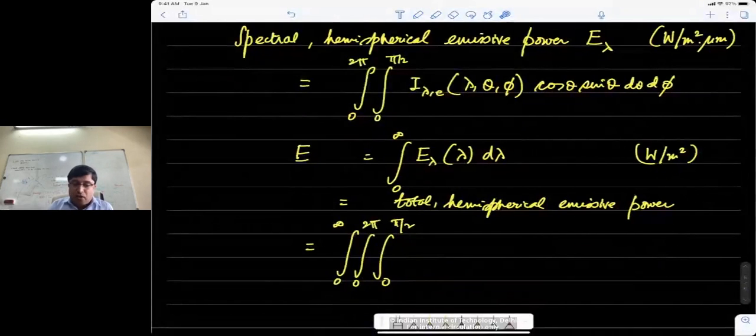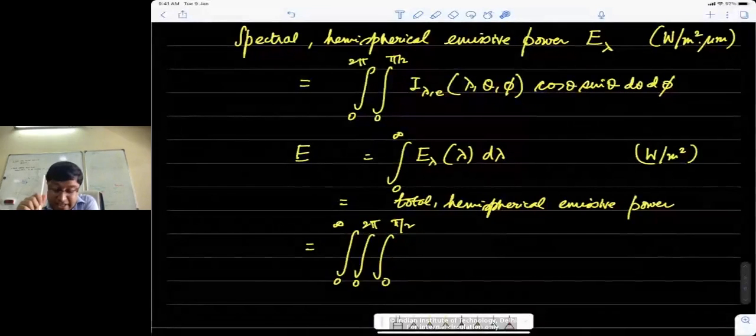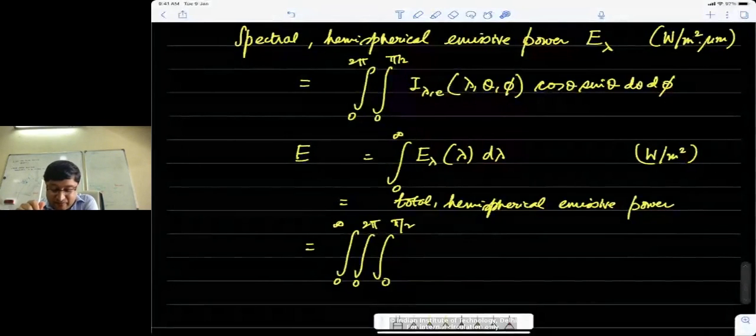Yes, sir. Isn't this the same as spectral flux? No, it's not the same as spectral flux. It is the same as total flux, not spectral, because the lambda dependence is now gone. Okay, but it's a valid point.